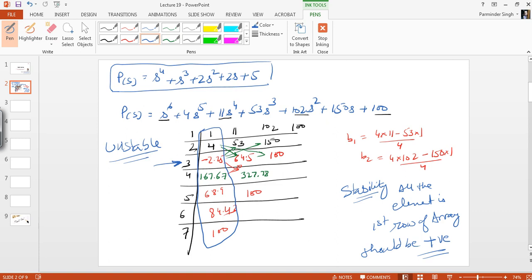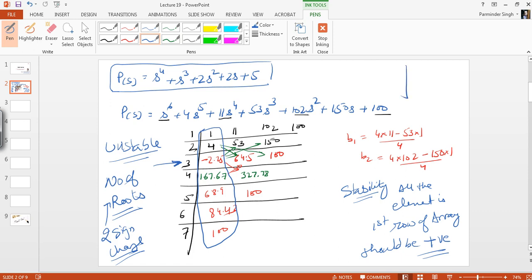Why is it unstable? We'll now look at the number of roots that make it unstable. For that, look at the sign changes. Positive to positive, positive to negative, one sign change, negative to positive, two sign changes. So there are two sign changes, which means there are two roots which make the system unstable.